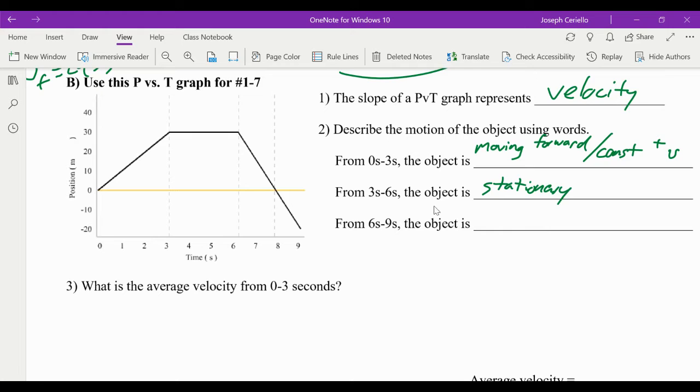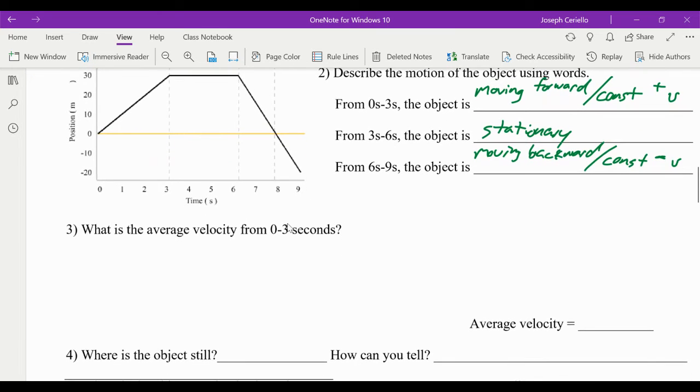Or it's a 0 slope, not no slope. So 0 slope, 0 velocity, stationary. From 6 seconds to 9 seconds, the slope is constant but negative. So it's actually moving backwards, right? It's going from 30 down to negative 20. So moving backward. Constant negative velocity, right?